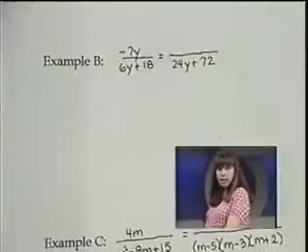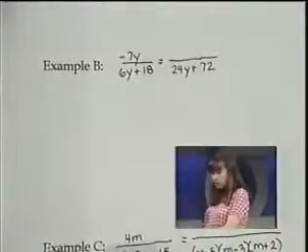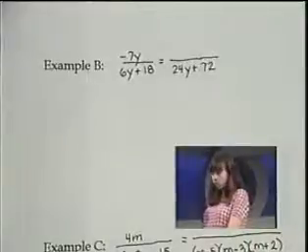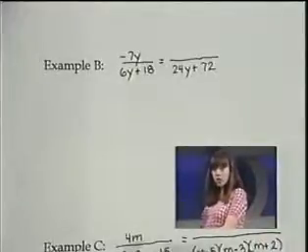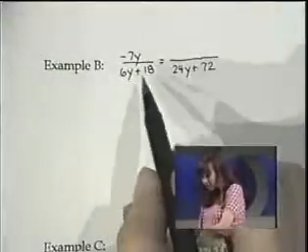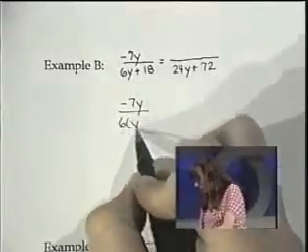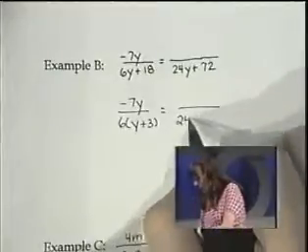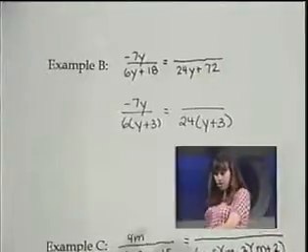Let's look at example B. Example B says negative 7y over 6y plus 18 equals what over 24y plus 72? You've got some rational expressions, so the first thing we do is factor. So let's factor these two denominators, and when I do that, I get 6 times y plus 3, and over here I can take out a 24, and you're left with y plus 3. And notice how simple this problem has become.